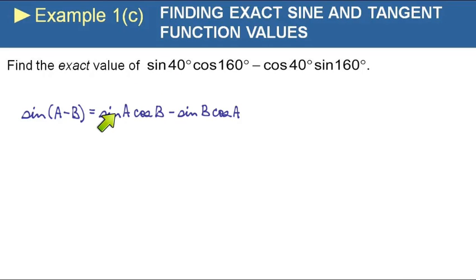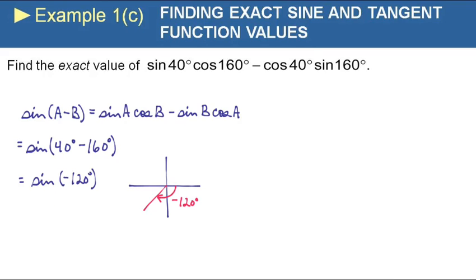So the 40 is taking the place of the A, and the 160 is taking the place of the B. That means we can put 40 and 160 here. Alright, now 40 minus 160 is negative 120. We can figure out the sine of negative 120 pretty easily because that's one of our special angles. Negative 120, you have to go clockwise around the circle, and if you go 120 degrees clockwise, you'll have a reference angle of 60, and your sine value will be negative because you're in the third quadrant. So the sine of 60 is square root of 3 over 2, but it's negative in the third quadrant. So that turns out to be negative square root of 3 over 2.